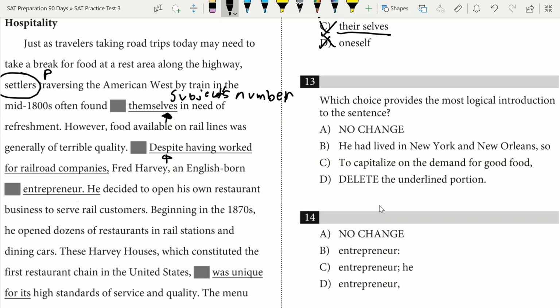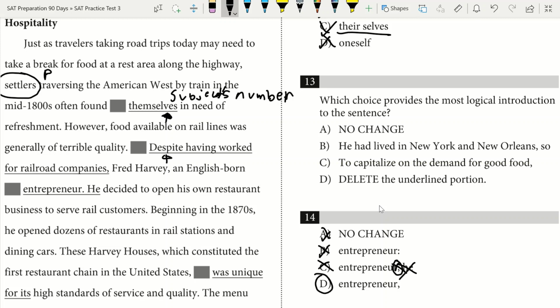So we have Fred Harvey, an English-born entrepreneur, decided, right? And here's the thing, we can't say "he" because we already have Fred Harvey, so that would be repetitive. Another problem with this is there's a semicolon here. We wouldn't want to use that. Then right here we have a colon. If we use that colon, we can't have "decided to open his own restaurant" because that wouldn't work grammatically. As far as no change, we would just have Fred Harvey, an English-born entrepreneur, which isn't a full sentence, so we can't do that either. Okay, our answer is going to be D.